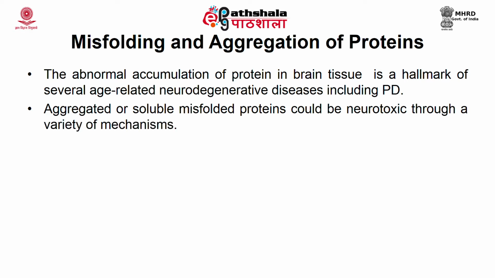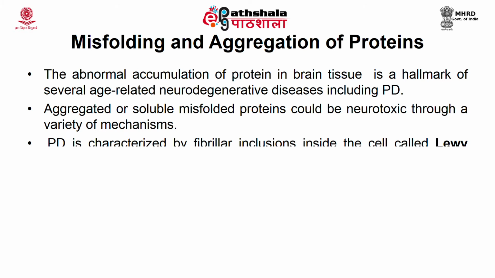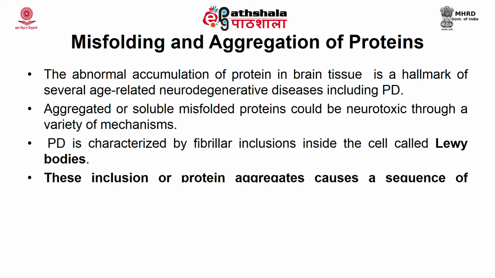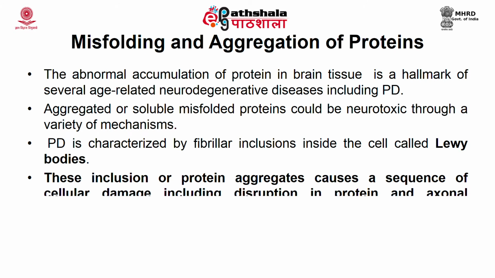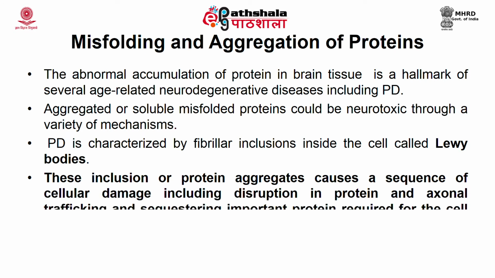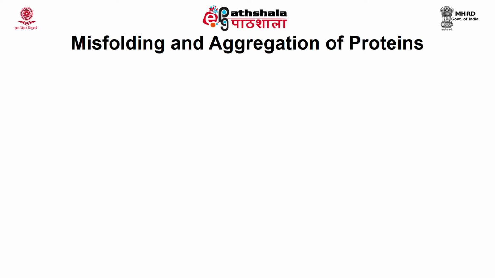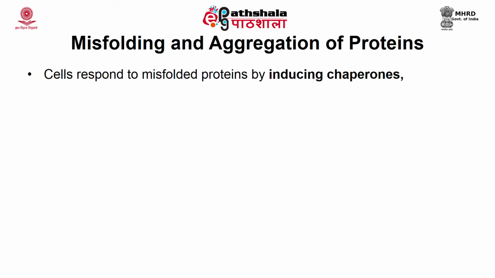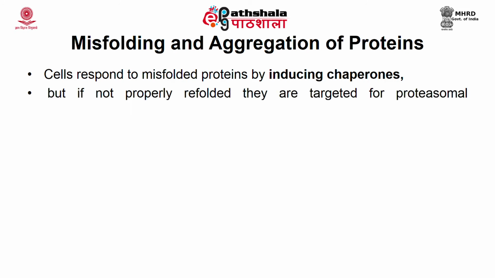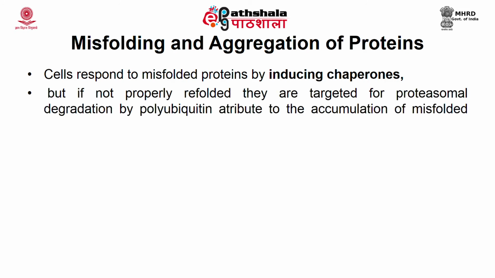PD is characterized by fibrillar inclusions inside the cell called Lewy bodies. These inclusions or protein aggregates cause a sequence of cellular damage, including disruption in protein and axonal trafficking, and sequestering important proteins required for cell survival. Now, as we know, cells respond to misfolding by inducing chaperones, but if not properly refolded, the proteins are degraded in the cell.